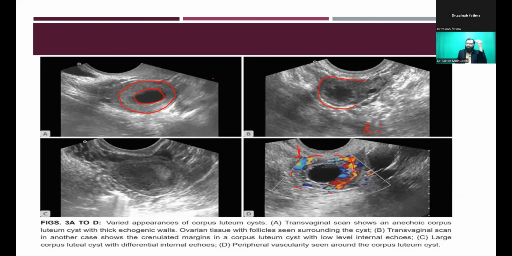And now look here. This is the ovary, and this is the corpus luteal cyst within it. Again, can you see the beak sign? So that means this is present within the ovary. Now, where else do we see the ring of fire sign? Where else do we see the ring of fire sign? Yes, very good. So ring of fire is also seen in ectopic pregnancy.